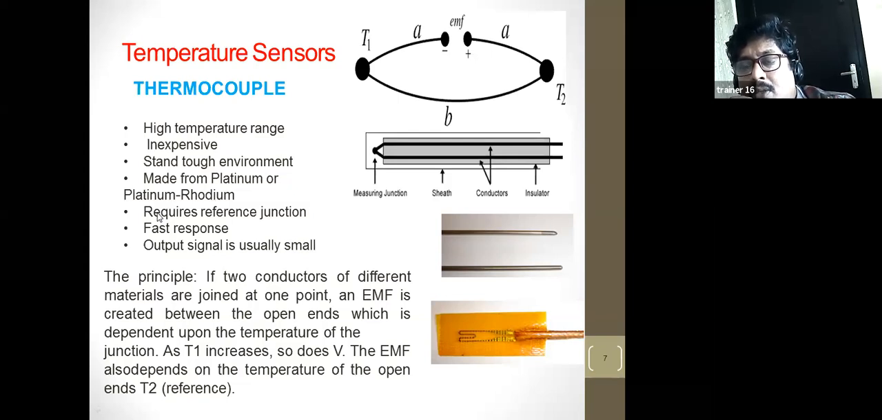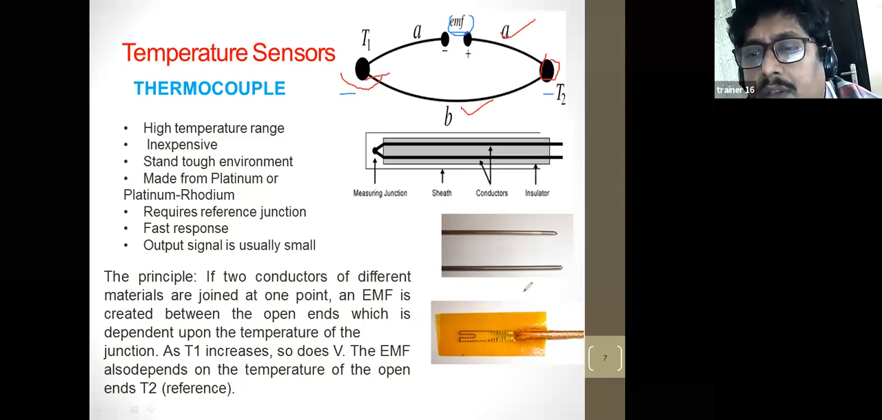The Seebeck effect is nothing but two dissimilar or different metals, A and B, whose two junctions are maintained at two different temperatures. One is a cold junction and another is a hot junction, and here EMF, that means electromotive force, is produced. That effect is called the Seebeck effect. All of you know the Seebeck effect.